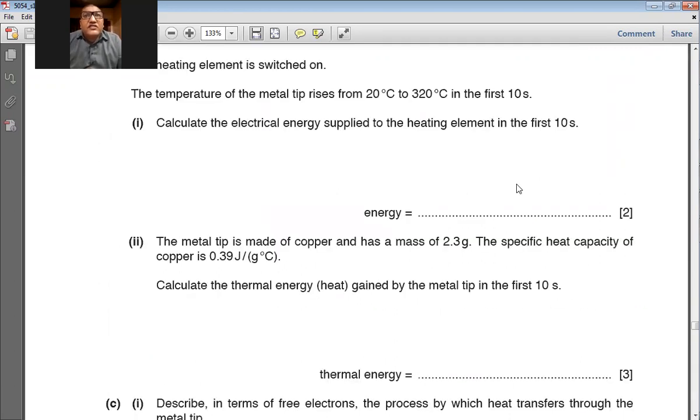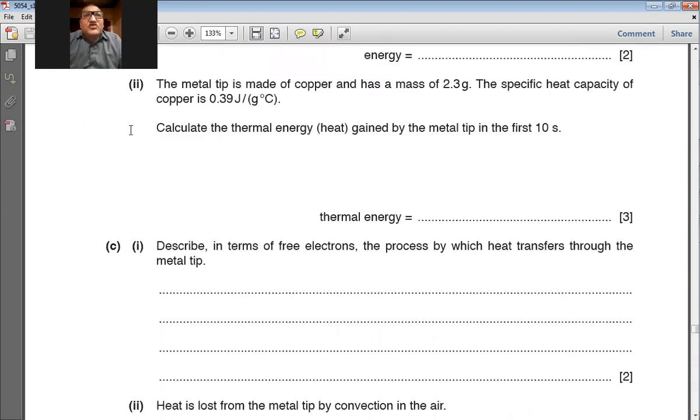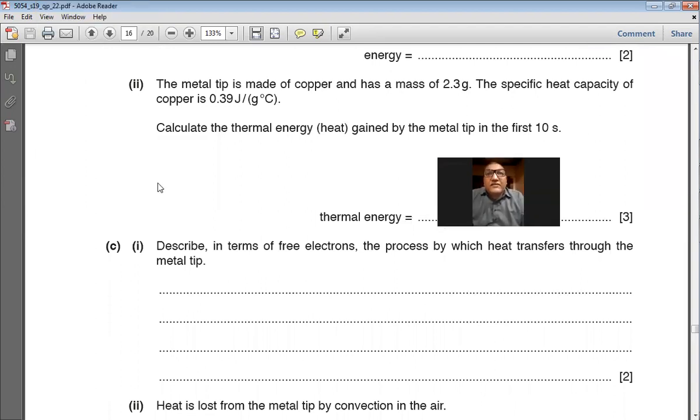The temperature changed from 20 to 320 degrees centigrade. So the change in the temperature is 320 minus 20, that's 300 degrees centigrade. We know the mass of the copper, so we can find out how much thermal energy is taken by the copper, and heat is equal to mc delta theta. You remember the formula for the change in temperature. Whenever a change in temperature is involved, we can calculate the heat used, that is mc delta theta, where m is the mass, c is the specific heat capacity, and delta theta is the change in the temperature.